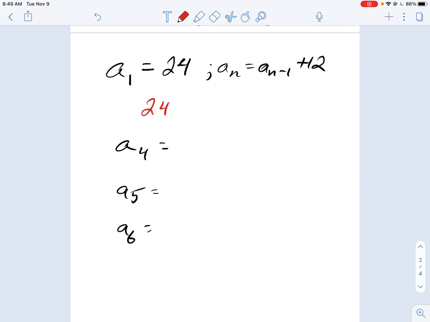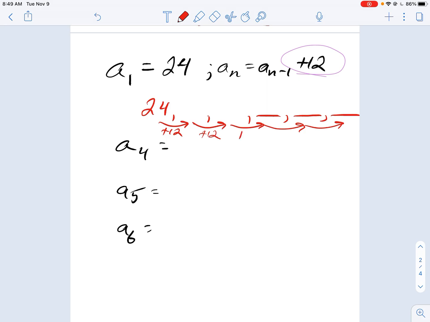So our first term in the sequence is 24. They told us that. Then we have a space for the 2nd, a space for the 3rd, and then the ones I'm going to underline here are the 4th, the 5th, and the 6th. These are the terms that we want to find. Now, according to the common difference, there's a positive 12 at the end. That means as I go from one number to the next, I need to be adding 12.